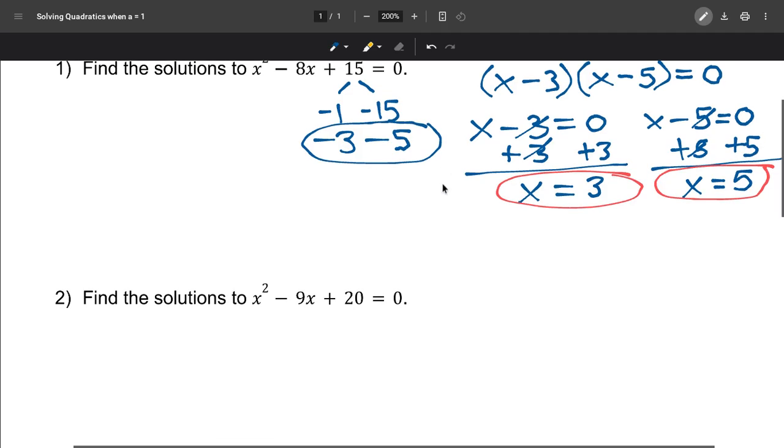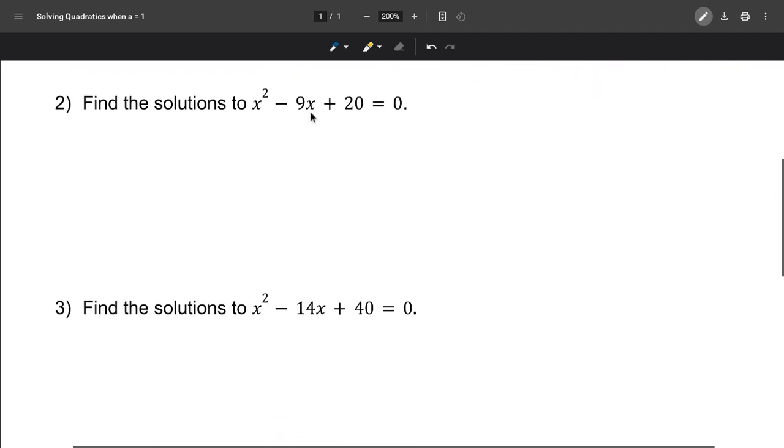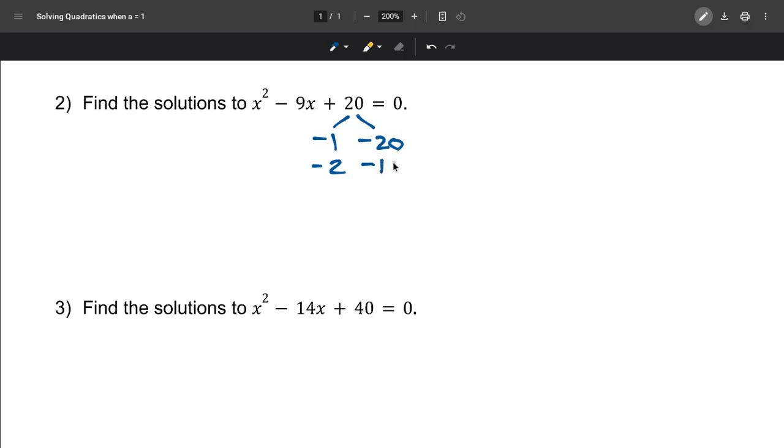All right, let's take a look at problem 2. Find the solutions to x squared minus 9x plus 20 equals 0. Okay, so we have a negative 9x here and a positive 20 here. I'm going to list the negative factors of 20. So that's negative 1 and negative 20, negative 2 and negative 10, and negative 4 and negative 5. Now negative 4 and negative 5 add to negative 9, so I'll select those.